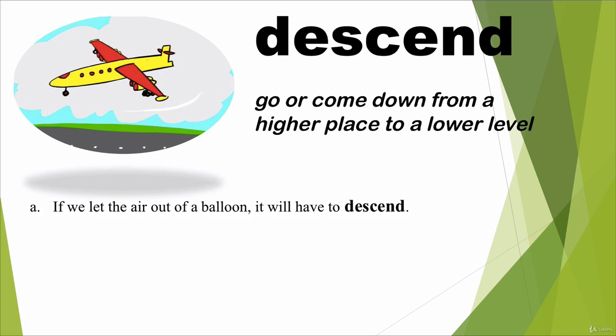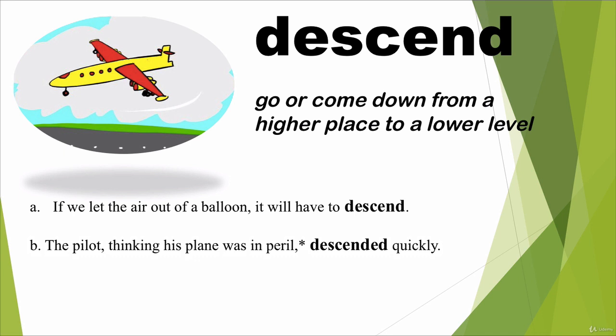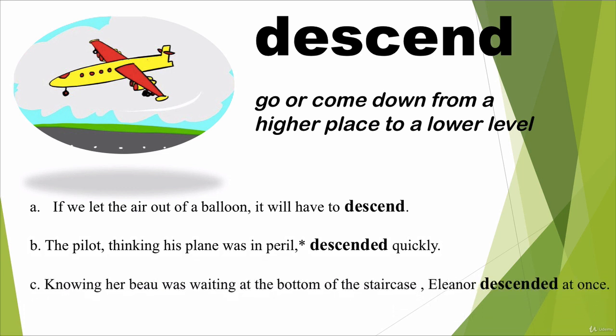If we let the air out of the balloon, it will have to descend. Exactly. The pilot, thinking his plane was in peril, which means in danger, descended quickly. So peril here means danger. And we learned this word in previous lessons.